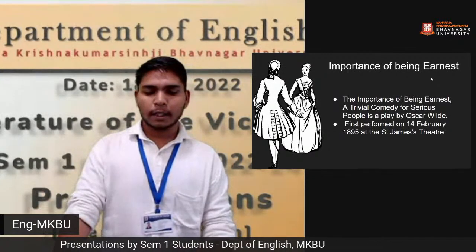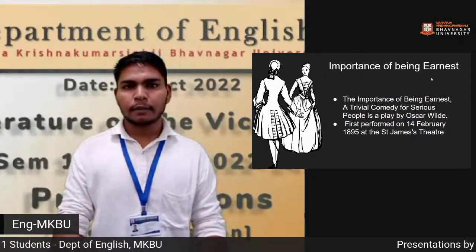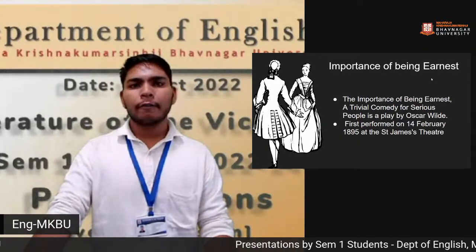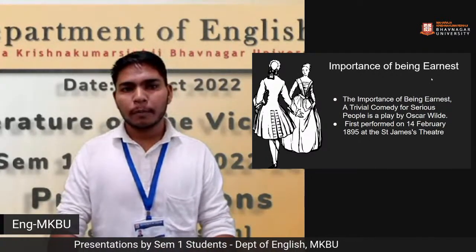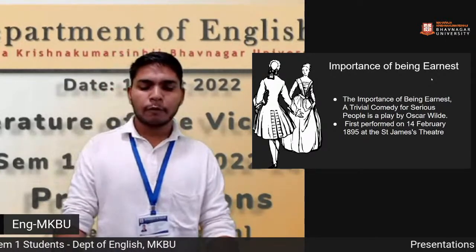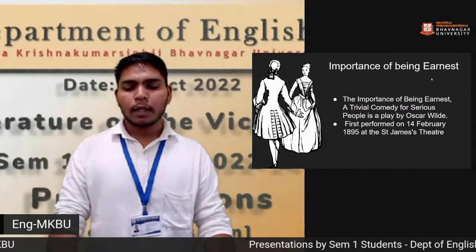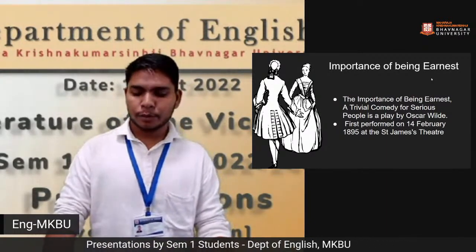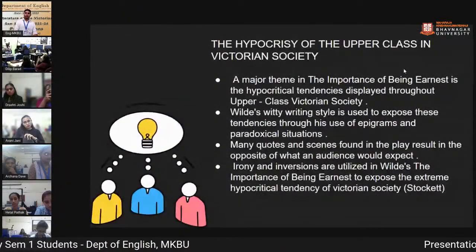The Importance of Being Earnest has a subtitle, A Trivial Comedy for Serious People, and it's written by Oscar Wilde. The first performance of the play was on 14th February 1895 at St. James Theatre. The hypocrisy of the upper class in Victorian society.